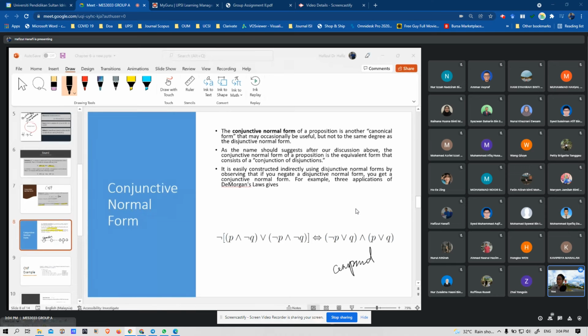A conjunction of one or more disjunctions of one or more sentence letters. For example, we have P or Q, and then we have (P or Q) and (R or Q). This is a conjunction of disjunctions.